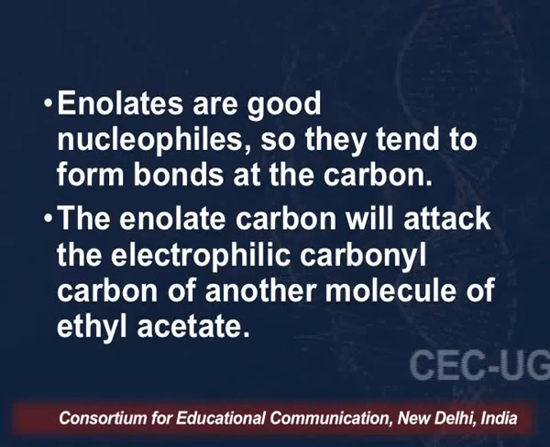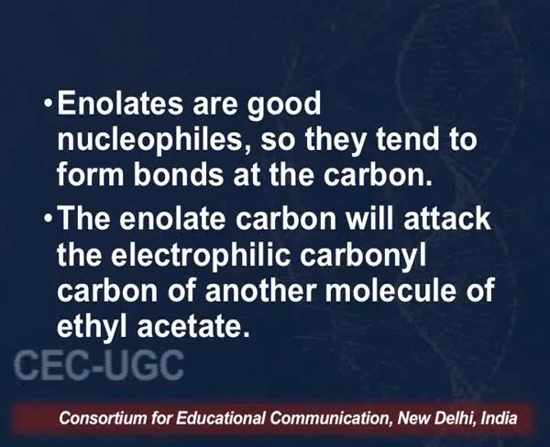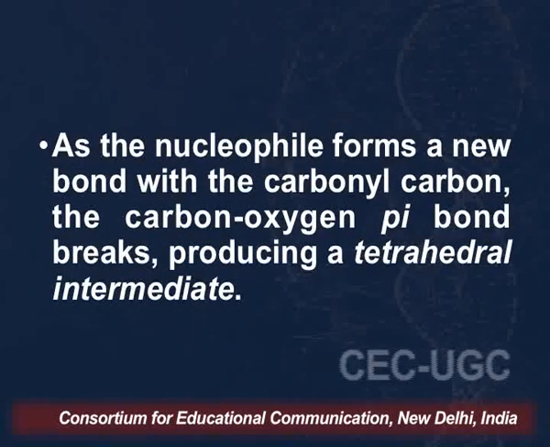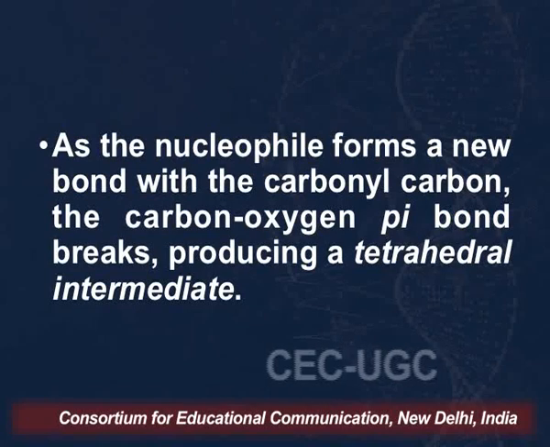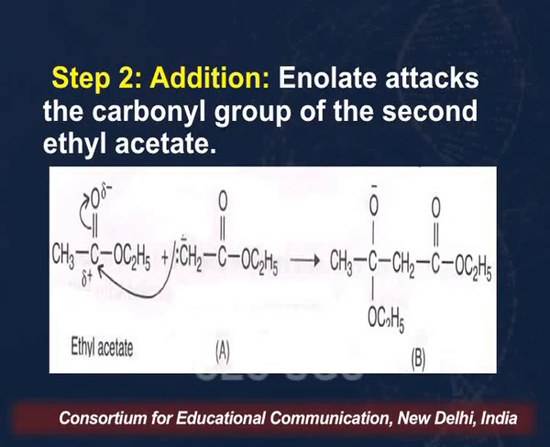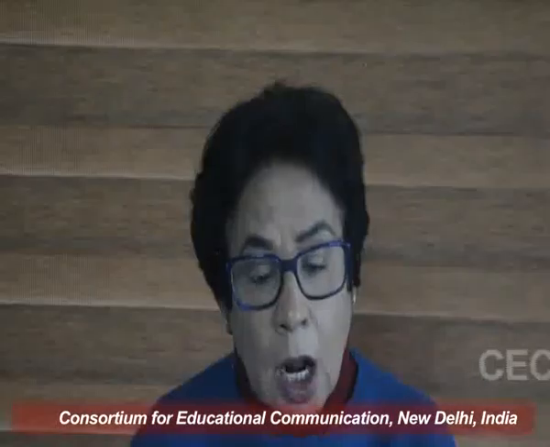So now what will happen? This enolate carbon will attack the electrophilic carbonyl carbon of the second molecule of ethyl acetate. When the nucleophile forms a new bond with the carbonyl carbon, the carbon-oxygen pi bond breaks, and it results in the formation of a tetrahedral intermediate. This again I have shown on your screens: this is an addition reaction. The enolate ion, as you can see clearly, shown with an arrowhead, makes a bond with the electrophilic carbonyl carbon, and oxygen, being more electronegative, pulls the pi electrons towards itself. That is, the bond between carbon and oxygen breaks, resulting in the formation of the tetrahedral intermediate.